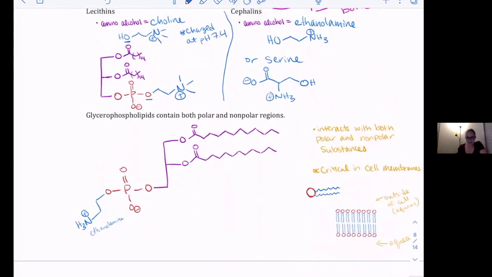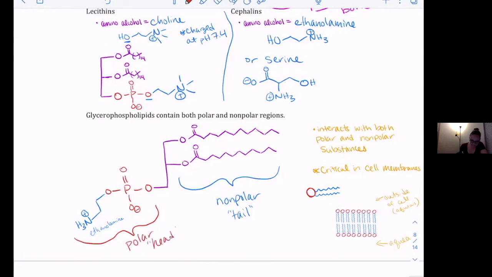Okay, and then lastly, glycerophospholipids contain both polar and nonpolar regions. This is particularly important in terms of cell membranes. These fatty acid chains are the nonpolar tail, is what they're called. And then the phosphate group with the amino alcohol is called the polar head. You can definitely see that it's polar just based off of the fact that it even has charged species in there. So it definitely has polar attributes in that portion. Typically, the nonpolar tail and the polar head don't really like to be near each other. They like to get away from one another.